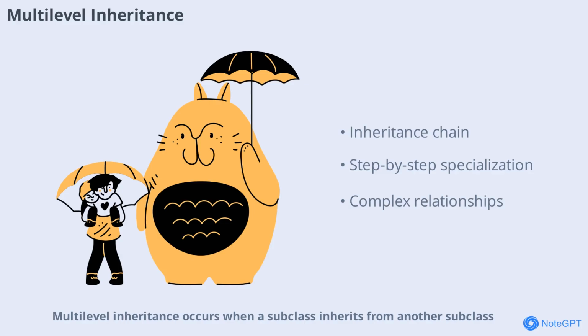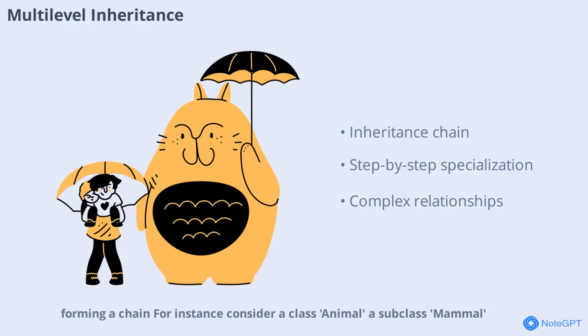Multilevel inheritance occurs when a subclass inherits from another subclass, forming a chain. For instance, consider a class animal, a subclass mammal, and a further subclass dog. Here, dog inherits from mammal, which in turn inherits from animal. This type of inheritance helps build more specific classes step by step, adding new features at each level. It's a powerful way to model complex relationships in code.